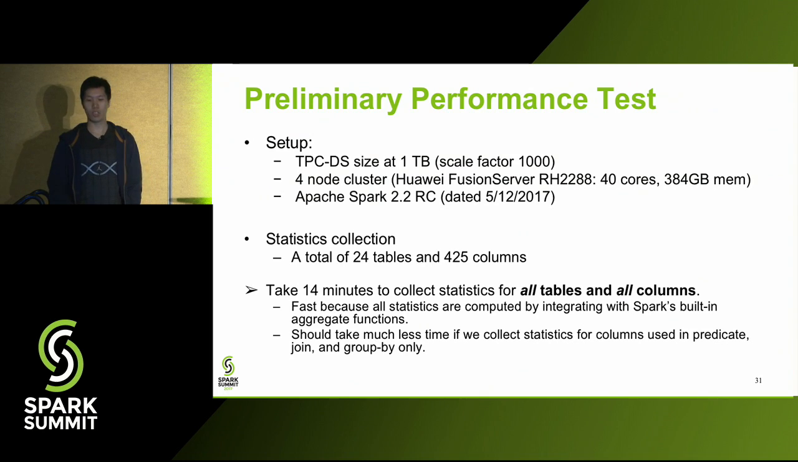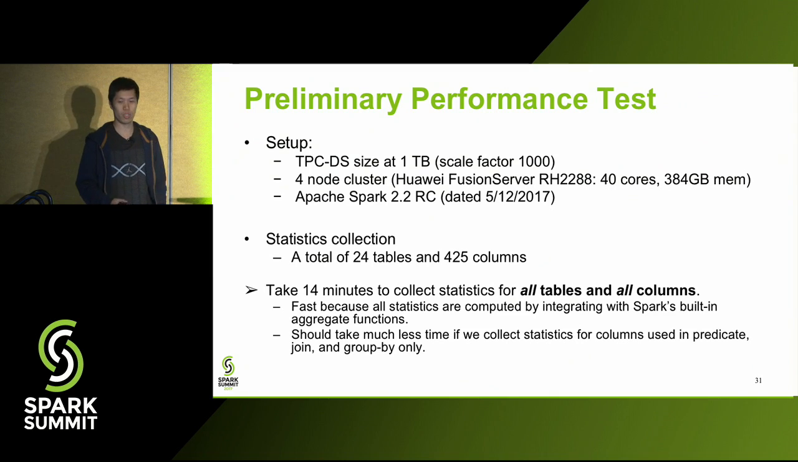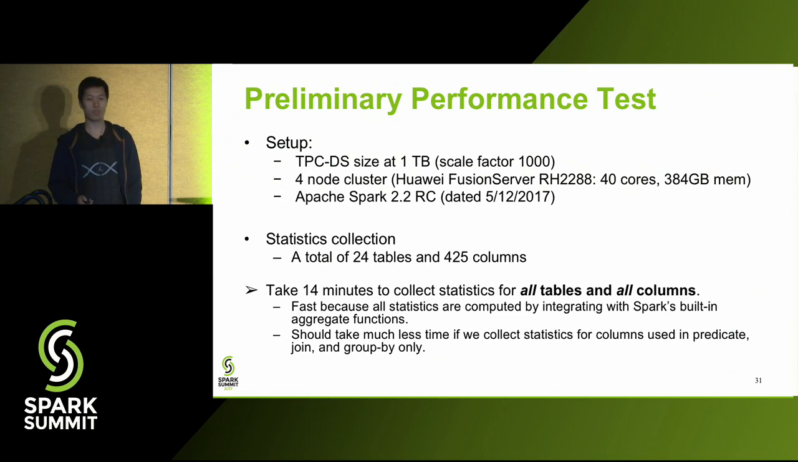It's pretty fast because all the statistics we collect are computed by integrating with Spark's built-in aggregate functions. Besides, as we mentioned before, in statistics collection and cardinality estimation, we only need to collect the statistics for those columns used in filter conditions, join conditions, and group by phrases. So it should be much faster if we only collect statistics for these columns. Before we look at the whole benchmark results for all the TPC-DS queries, let's first look at some examples to better explain how CBO can improve plans.